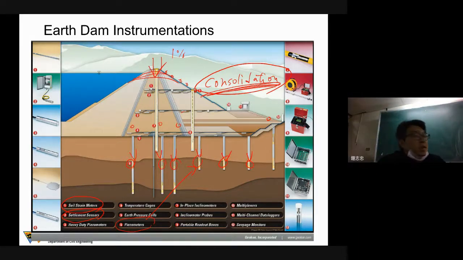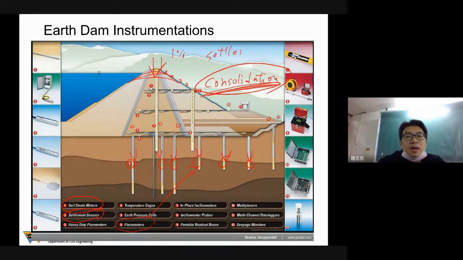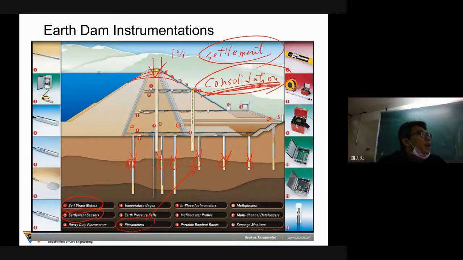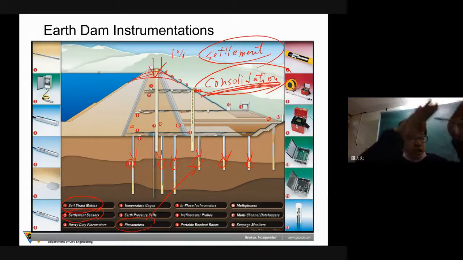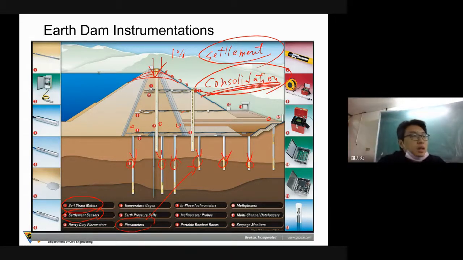But over that, the settlement of this earth dam can be a big problem, because 21 years ago we had the Chi-Chi earthquake, the biggest one in this century. One of the earth dams had a big movement, so the elevation changed a lot. So we need to focus on this kind of value of the earth dam.